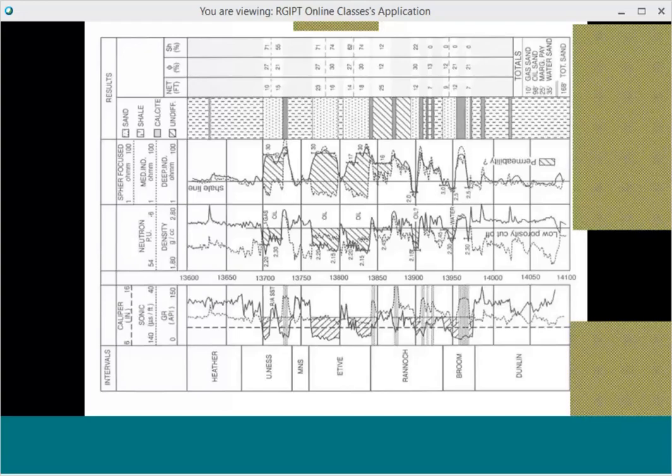Okay, now you know that what you have in reserve calculation is area times thickness times porosity times 1 minus SW, which is hydrocarbon saturation, right? And so let us first try to look at this thickness.